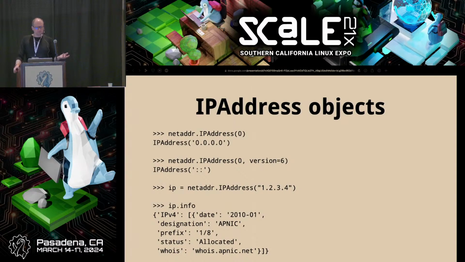IP address objects, similarly, you can pass in an integer to an IP address class, and it will infer that it's quad 0. Or if you want to get v6, you just pass the version equals 6 argument to that. And similarly on IP addresses, just like with networks, you also have the info attribute that you can use to get a little extra context on that object.